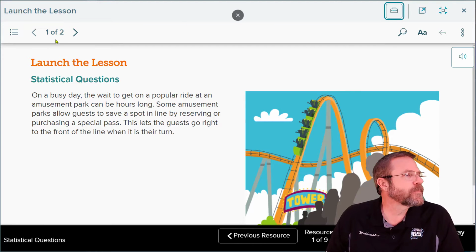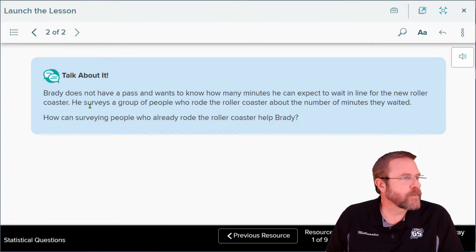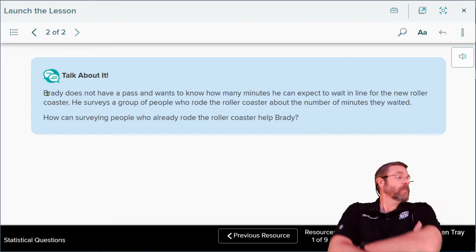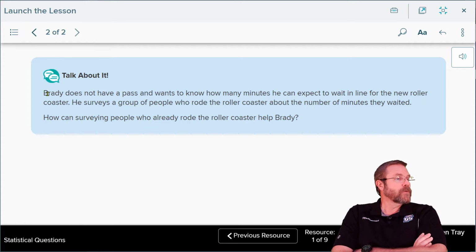Must be nice. Particularly considering you had to stand in line for like an hour and a half for some of those things. Crazy. Anyhow, Brady does not have a pass and wants to know how many minutes he can expect to wait in line for the new roller coaster. He surveys a group of people who rode the roller coaster about the number of minutes they waited. How can surveying people who already rode the roller coaster help Brady? These are the kind of questions we're going to be talking about.